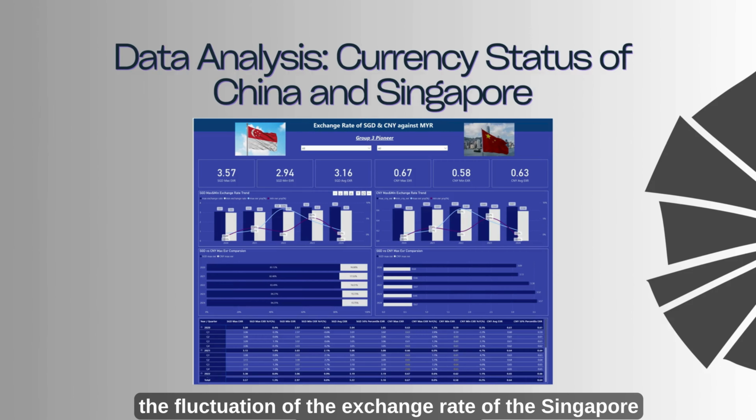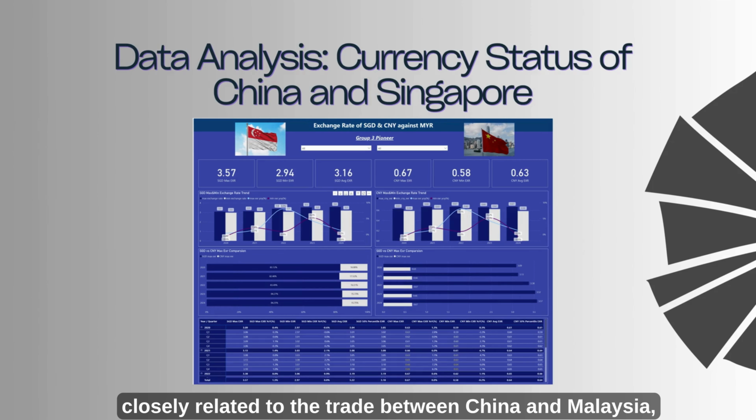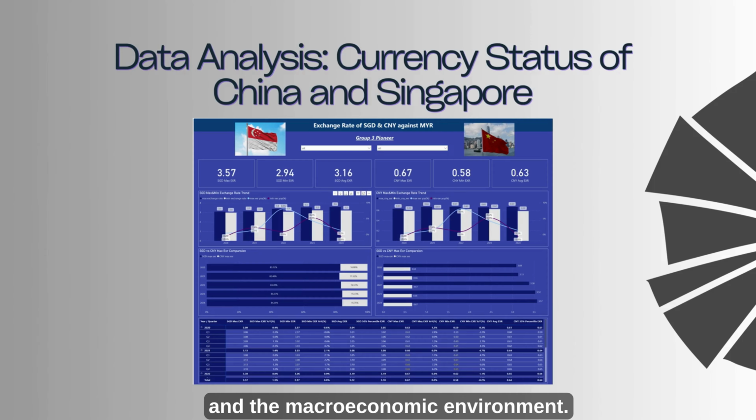Judging from the trend chart, the fluctuation of the exchange rate of the Singapore dollar against the Malaysian ringgit reflects the interactive impact of the economic, trade, and financial policies of Malaysia. The trend of the Chinese yuan against the Malaysian ringgit is also closely related to the trade between China and Malaysia and the macroeconomic environment.